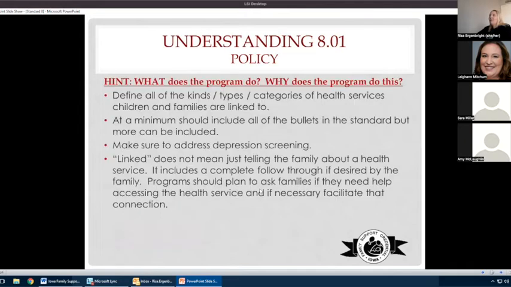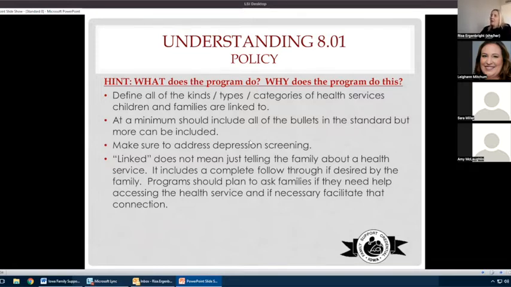Okay. So digging into policy on 8.01. Policy, we're looking at what does the program do? Why does the program do this? So specific things: describe all the kinds or types or categories of health services children and families are linked to for your program. At a minimum, you want to address all of the bullets in the standard, but more could be included. That is certainly not a fully comprehensive list.